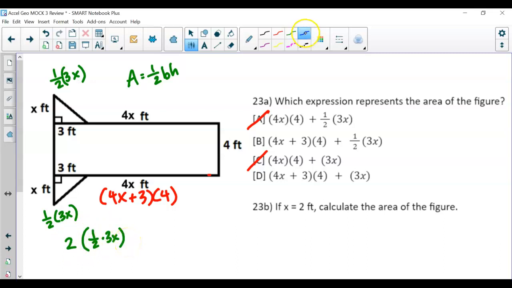So now notice what happens. Well, what's 2 times 1/2? 1. Canceling out, and you're just left with 3x. That's why the answer is D, because there are two triangles, and if you were to combine, you end up getting 1. That's why it's D and not B.